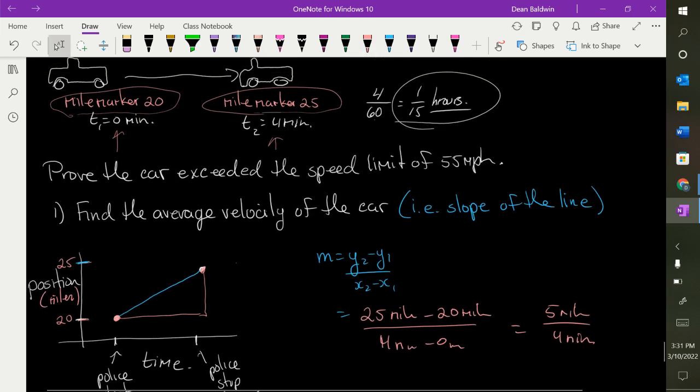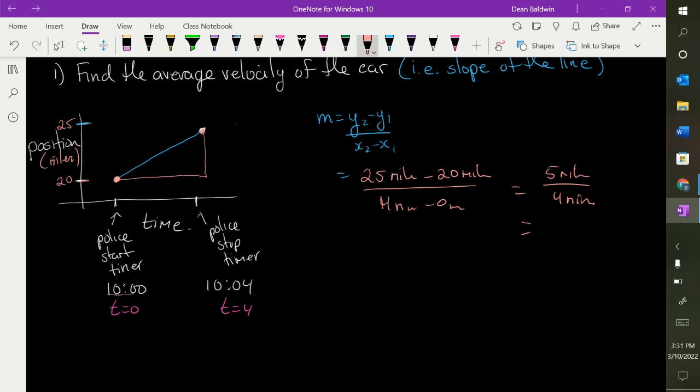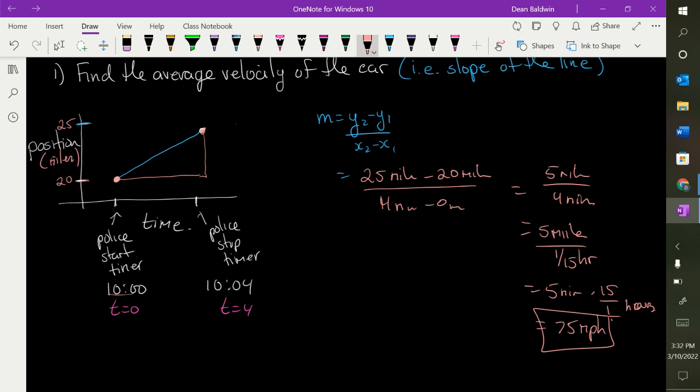That's okay. 5 miles divided by 4 minutes. Up here, we converted the minutes to 1/15 of an hour. So this is like 5 miles divided by 1/15 of an hour. You flip the bottom fraction, and you get 5 miles times 15 over 1 hours, which is 75 miles per hour.